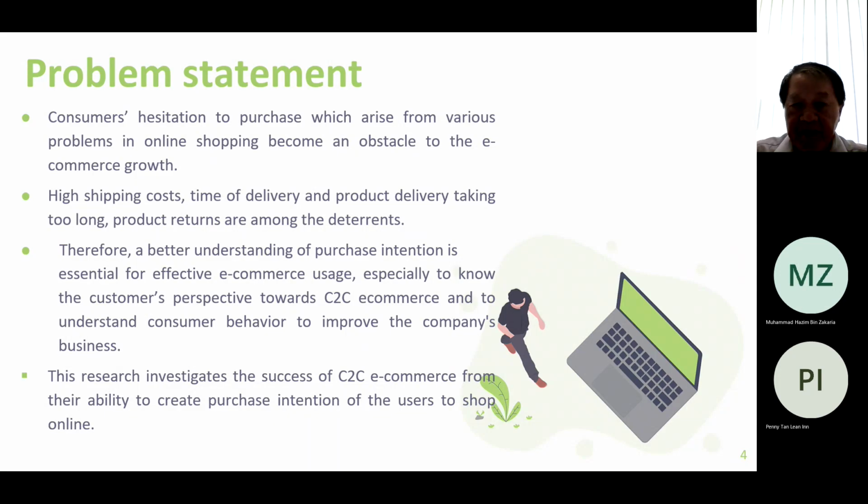So what's the problem statement here? The problem statement is consumer hesitation to purchase, which arises from various problems. The first one, I think everybody knows, is high shipping cost. The second problem is that delivery of the product takes too long. The third one is product return. Sometimes you buy the product, you're not satisfied, so you return it. These are among the problems normally faced by shoppers. Therefore, a better understanding of purchase intention is essential for effective e-commerce usage, to know the customer towards C2C, customer-to-customer commerce, and to understand customer behavior to improve the company business.